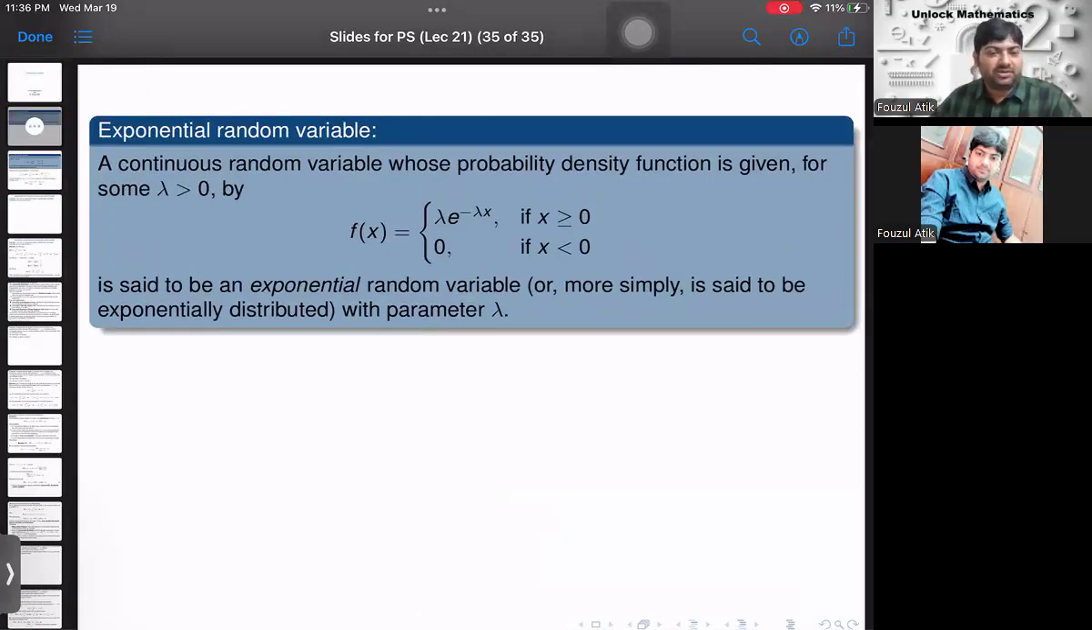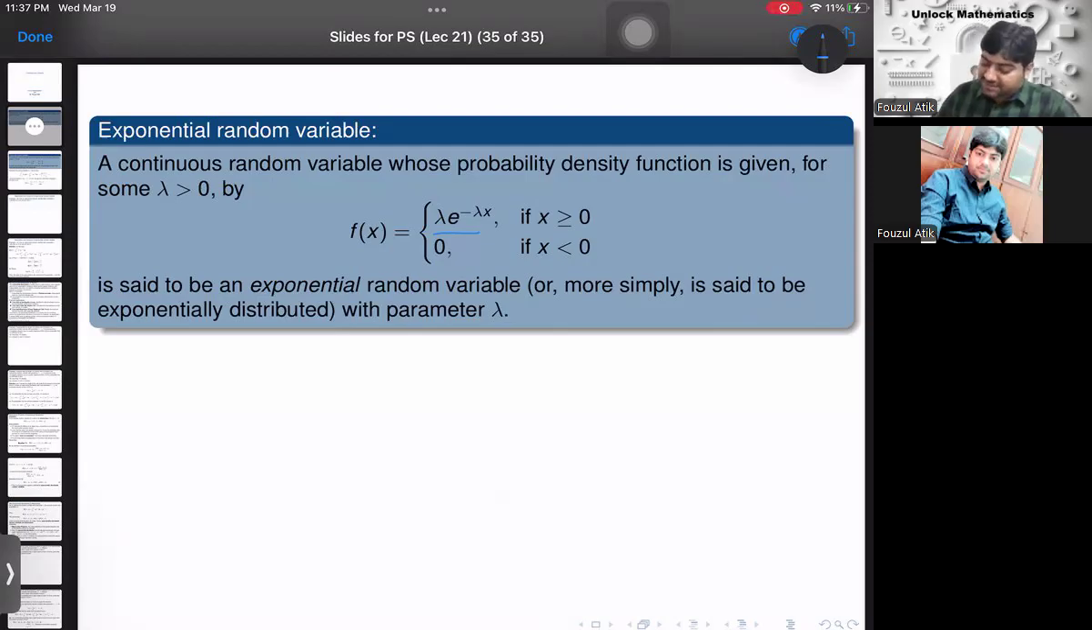A continuous random variable whose probability density function is given, for some lambda greater than 0, as f(x) equal to lambda e to the power minus lambda x if x is greater than or equal to 0, and equal to 0 otherwise, is said to be an exponential random variable, or more simply, exponentially distributed with the parameter lambda. So the probability density function involves an exponential function, f(x) equals lambda e to the power minus lambda x. In this case, we call this random variable an exponential random variable.